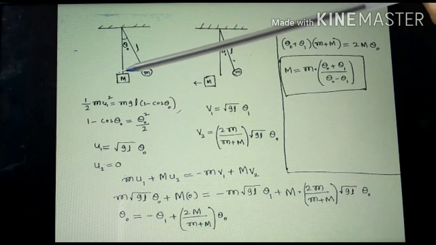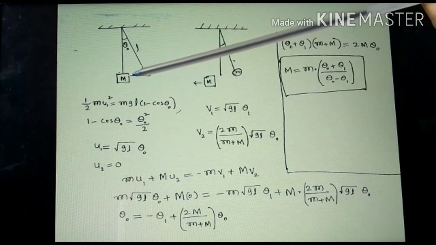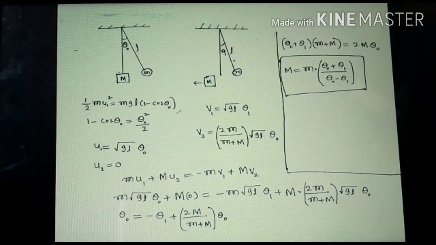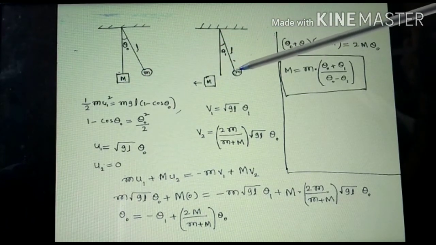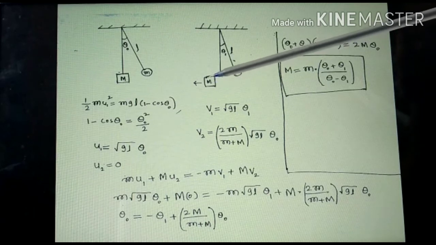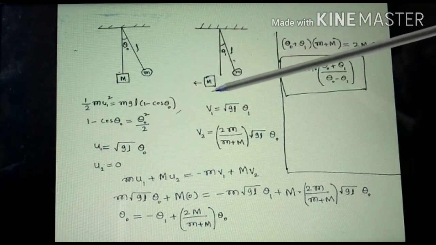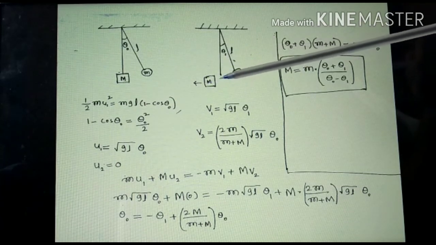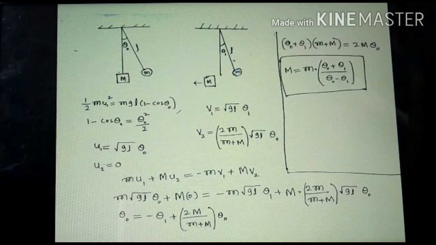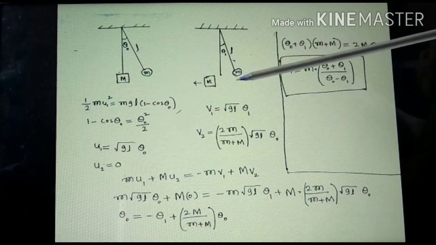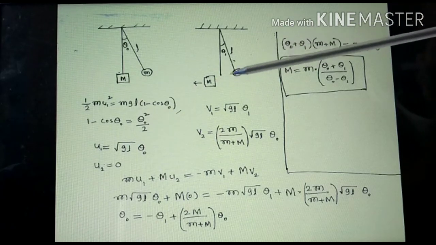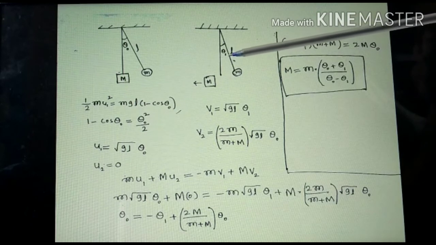When it comes to the bottommost point, it hits an object of mass capital M which is at rest. You see the second figure, because of the hit, this capital M moves to the left side. Capital M is moving left because small m collided elastically. This means some part of the energy of small m is transferred to capital M. So after hitting capital M, small m comes back to angle theta 1.